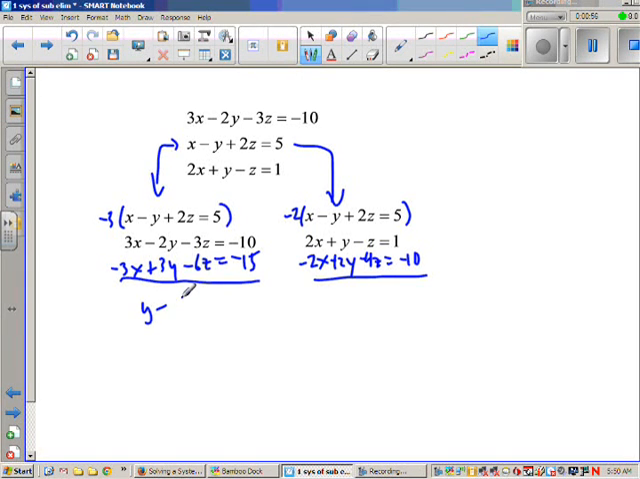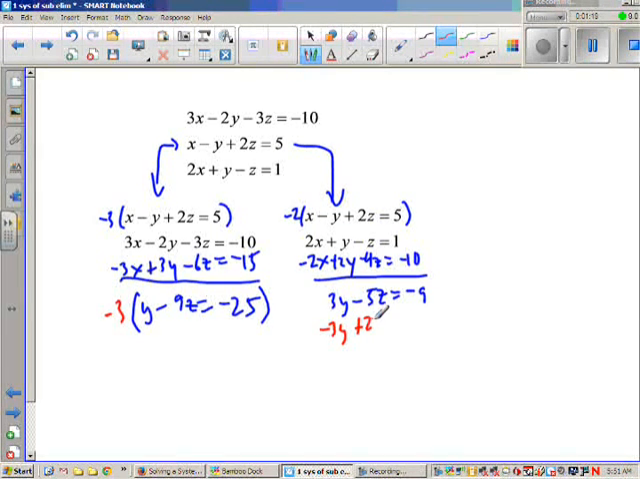Adding, I get y minus 9z equals negative 25, and 3y minus 5z equals negative 9. And in this case, I can multiply this equation here by negative 3 to eliminate the y. That's 27z equals 75. Y's cancel. I get 22z equals 56.